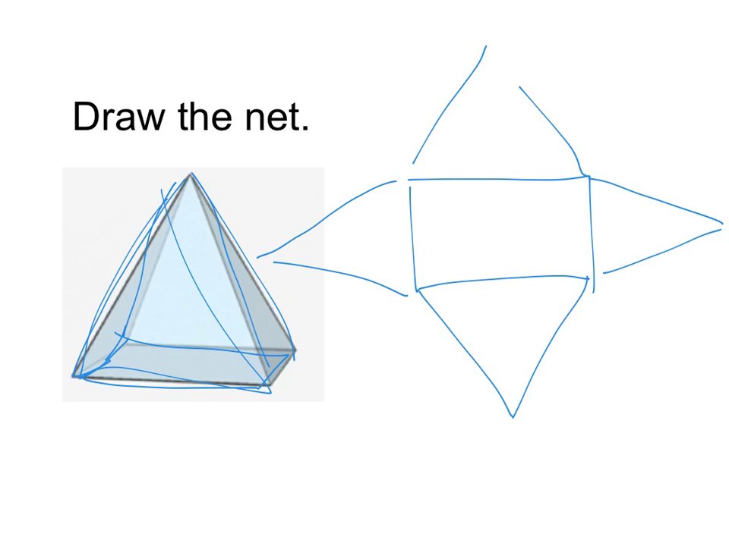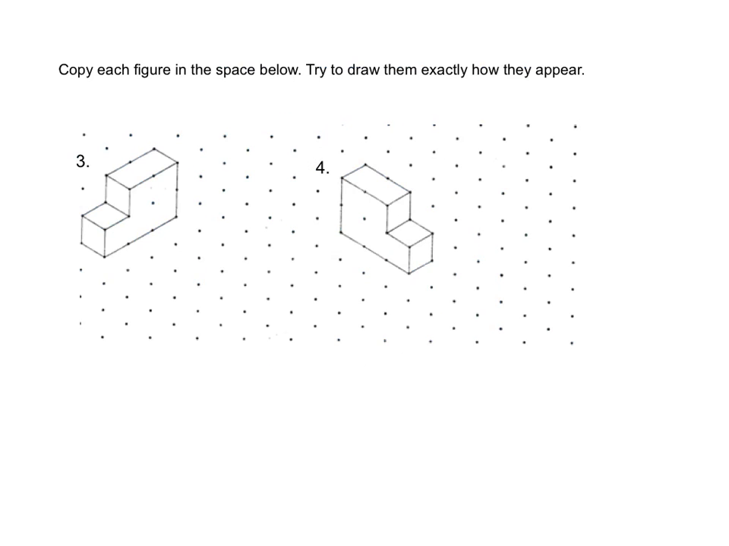Like if there were measurements here, I could write in the measurements. If I said, hey, this is 12 feet and this is 5 feet, I could write in 12 and 5, but I don't know all that information, so I can't. For right now, we're just worried about drawing the net. So hopefully it drew something like that.